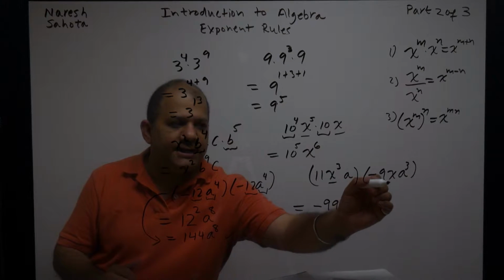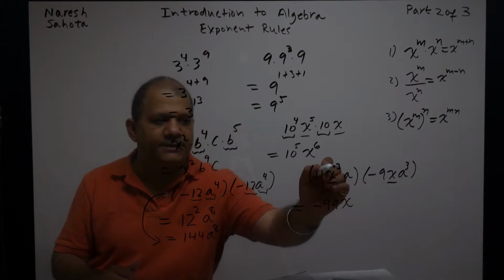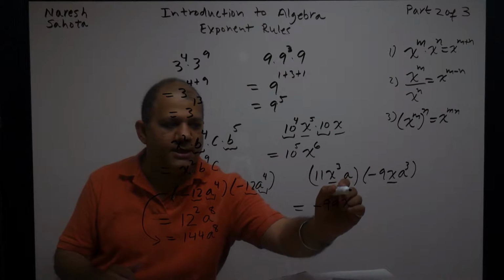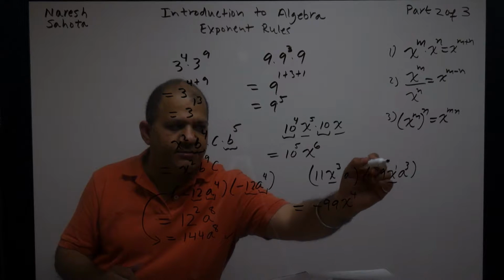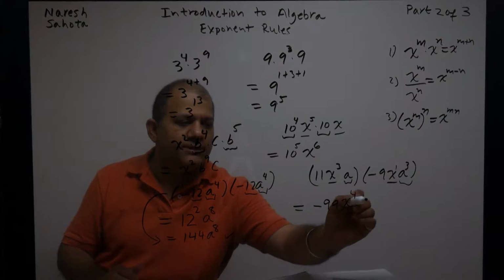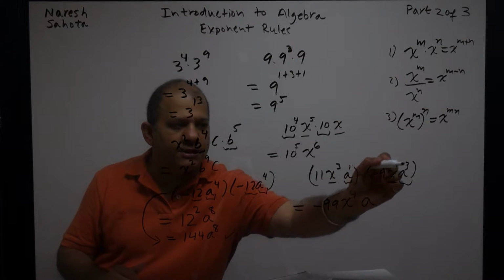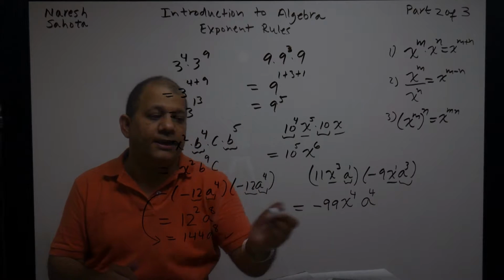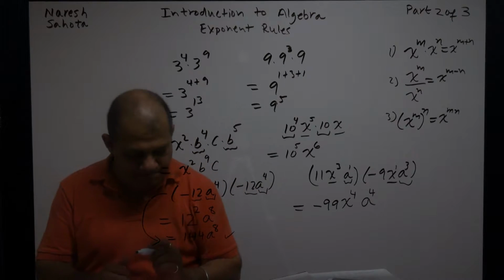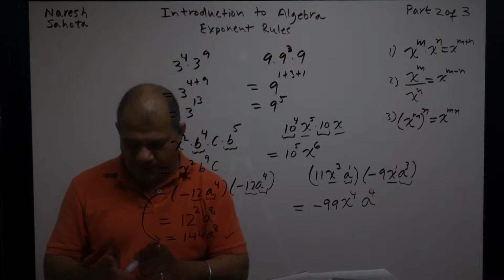Now I have base x, I have base x. When I multiply the same bases, add the exponents. So 3 plus 1 is 4, right? This has an exponent of 1. And then I have a's. Same base. Here I have an exponent of 1. So 1 plus 3 is 4. And we're done. Okay. Now let's do, okay.